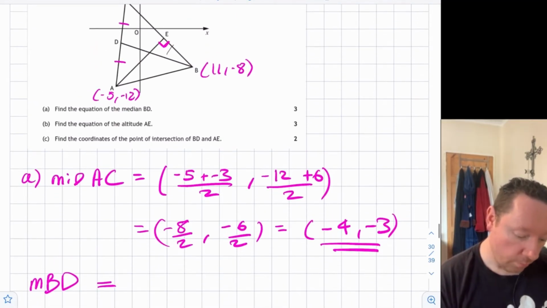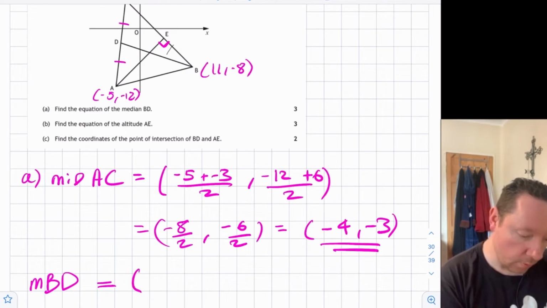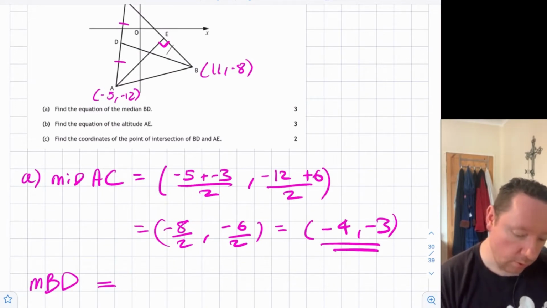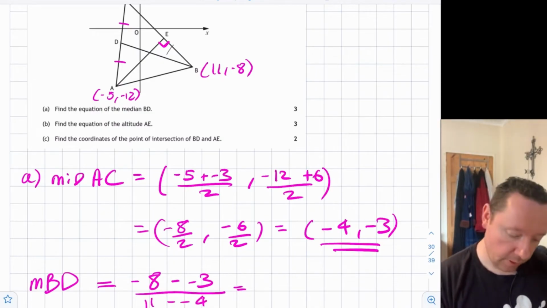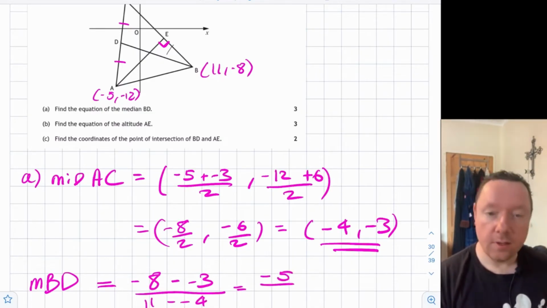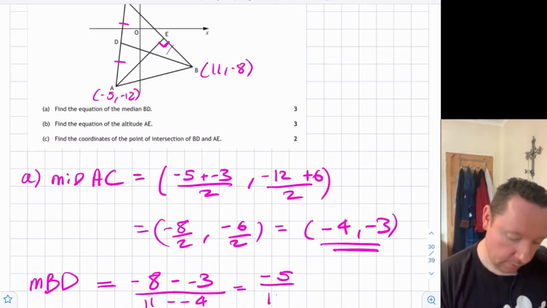So we've got y2 minus y1, so let's just start with 8 minus -3 all over 11 minus -4. -8 add 3 is -5. 11 add 4 is 15. Simplify our fractions to get -1/3.